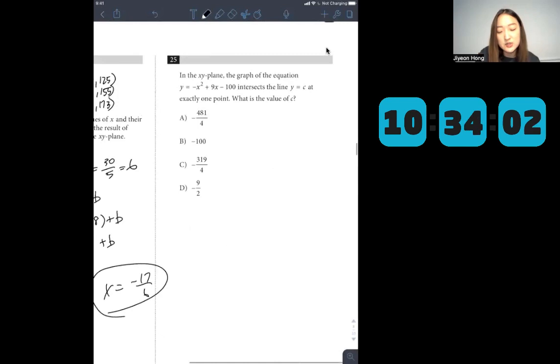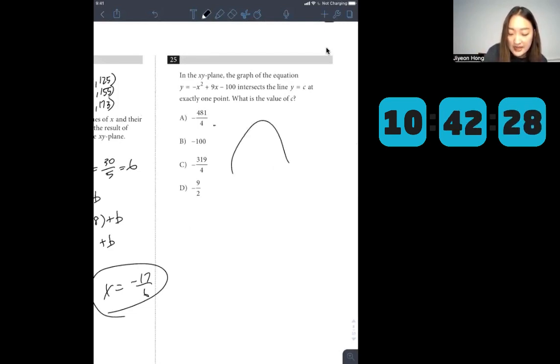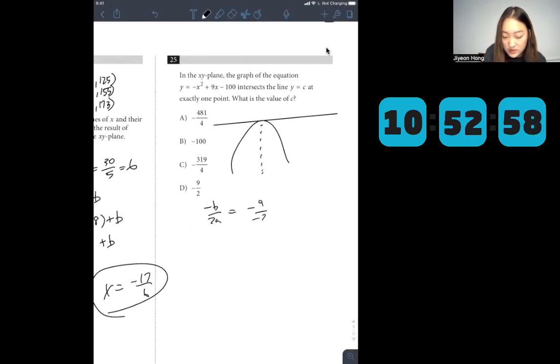Number 25, in the xy plane, the graph of the equation y equals negative x squared plus 9x minus 100 intersects. So this is going to be a parabola that looks something like this, and it intersects at exactly 1 point. So it's going to be at this vertex location. So what we can do is solve for the x value of the vertex. So it's going to be negative 9 over negative 2, which is 9/2. So this is the x value.